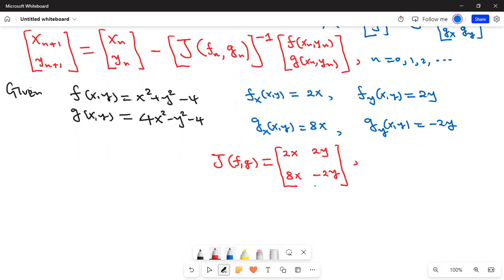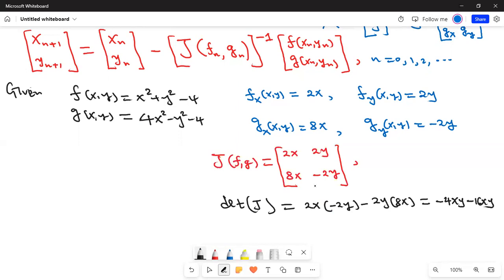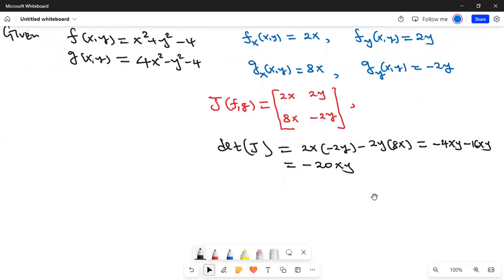So what is the determinant of the Jacobian matrix? Determinant of J. So that will be 2x times negative 2y, minus 2y times 8x. That should give us negative 4xy minus 16xy. And so that is negative 20xy. That's the determinant. So what is now the J inverse?